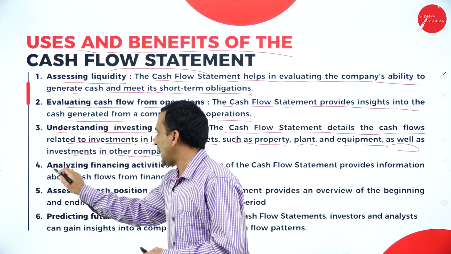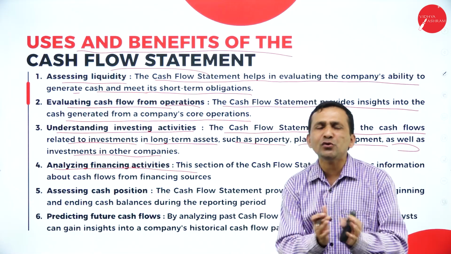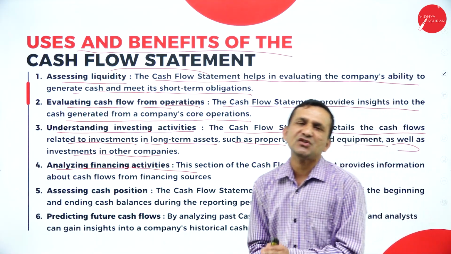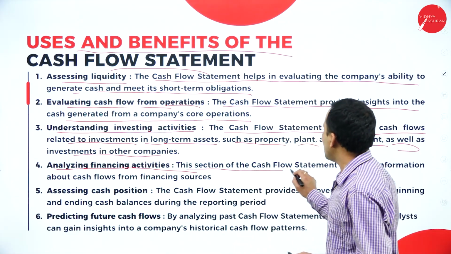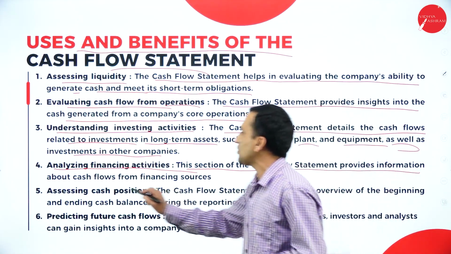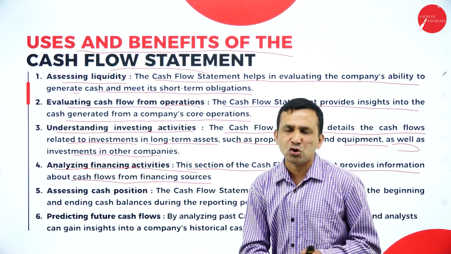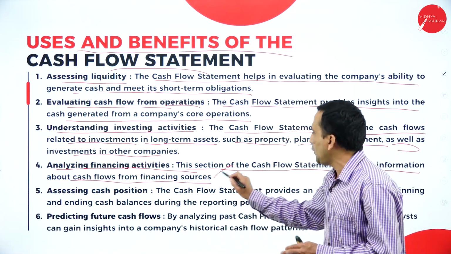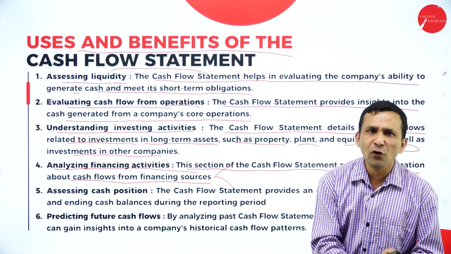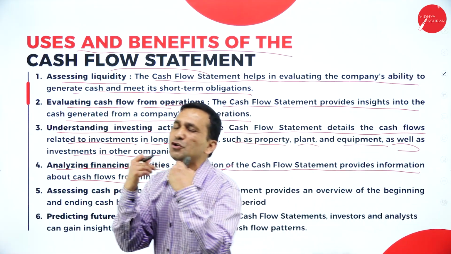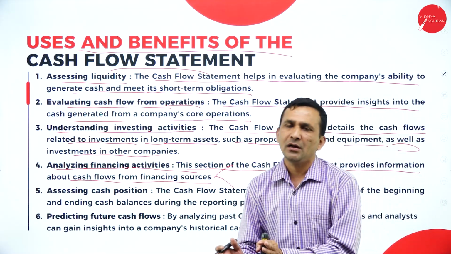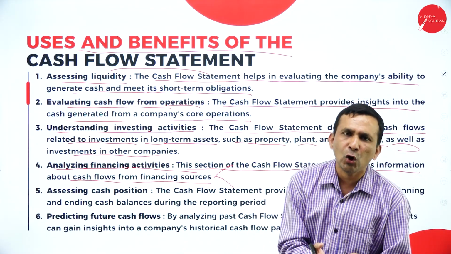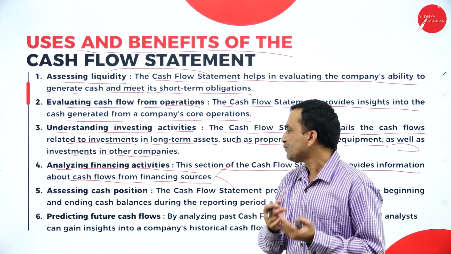Next, fourth one, analyzing financial activity. You need to analyze properly everything related to the financial aspect here. This section of the cash flow statement provides information about the cash flow from financial sources. Again we can classify it into inflow and outflow. Inflow means you are receiving cash because of issuing shares. When you go for repayment of a loan, that is a payment. When you are approaching or borrowing a loan, that comes under receipt nature.